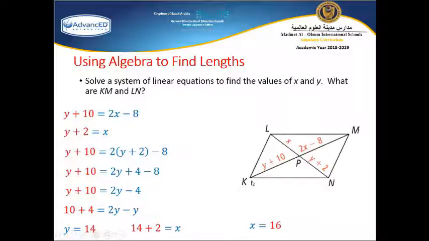Let's find the sides KM and LN. Here KM, we said y is 14, then 14 plus 10 is 24, then 24 plus 24 is 48. The same for the other side LN, we said x is 16, then 16 plus 16 equals 32.